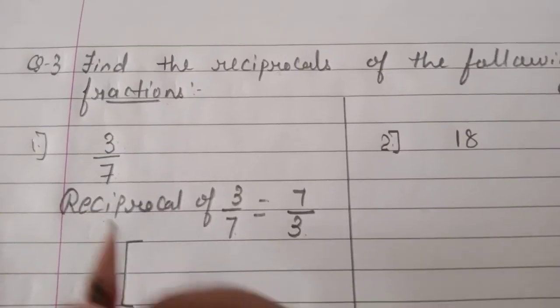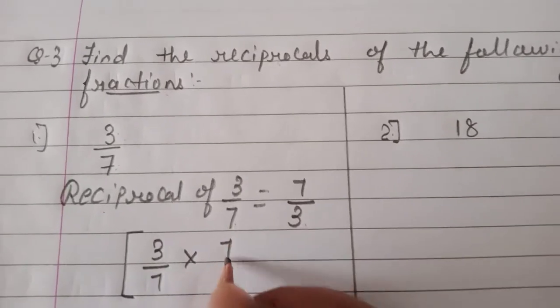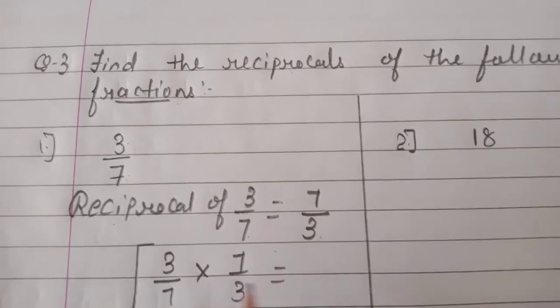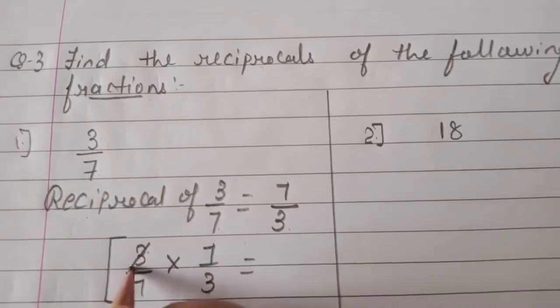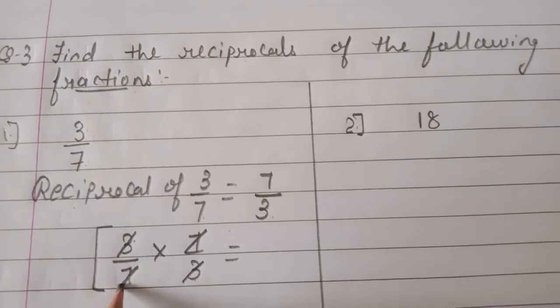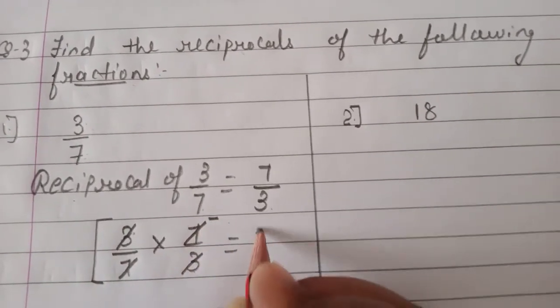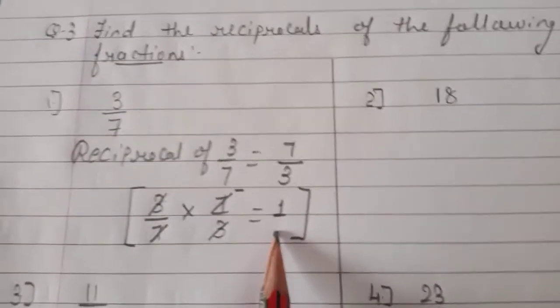And when we multiply, we want 1. So 3 upon 7 multiply 7 upon 3. So what will we get? See, numerator is 3 and denominator is 3, so both cancel, and in the same way numerator is 7 and denominator is 7, so both cancel. So what will we write here? 1. So we get answer 1.